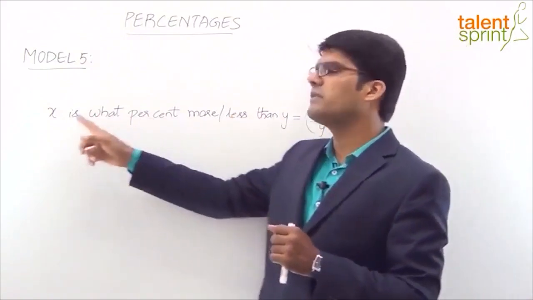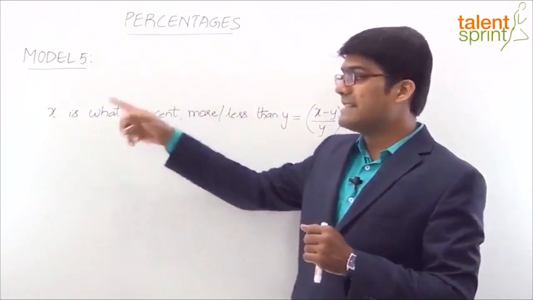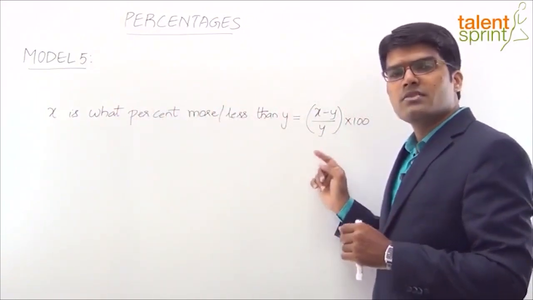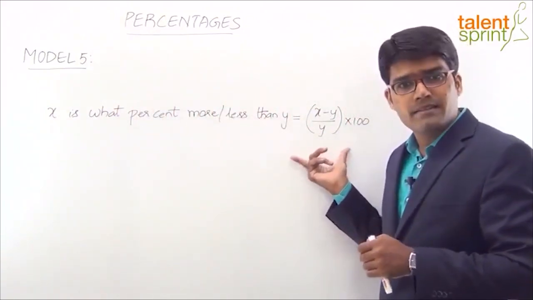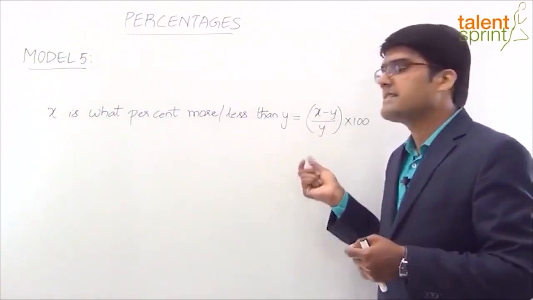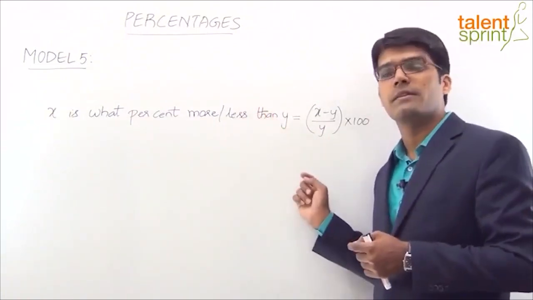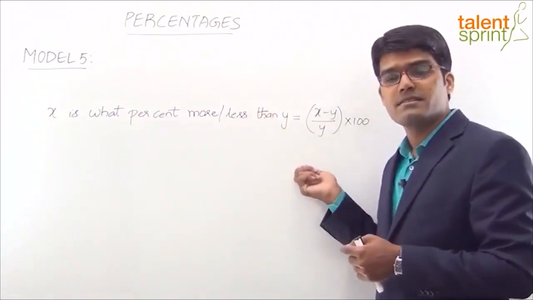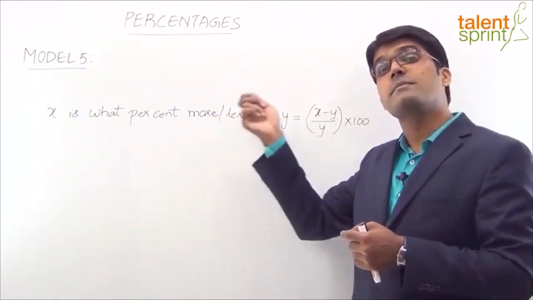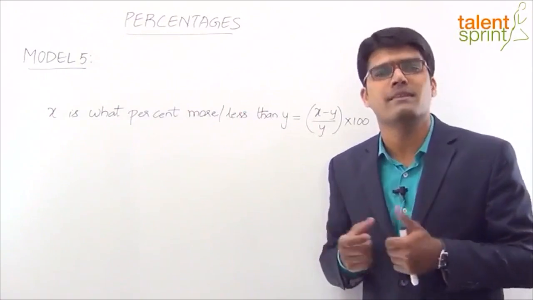If the profit in 2015 is more than that in 2014, we get a positive answer. If it is less, then we get a negative answer. So simply, whenever we get a negative answer here, we can understand that x is some percentage less than y. Let's say the calculation here is minus 20%. It indicates x is 20% less than y. And if it is plus 20%, it means x is 20% more than y. So based on the sign there, we can decide whether x is more or less than y.